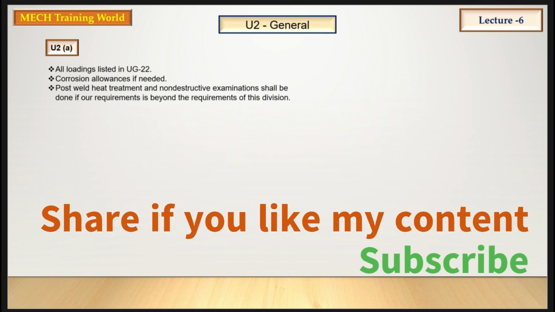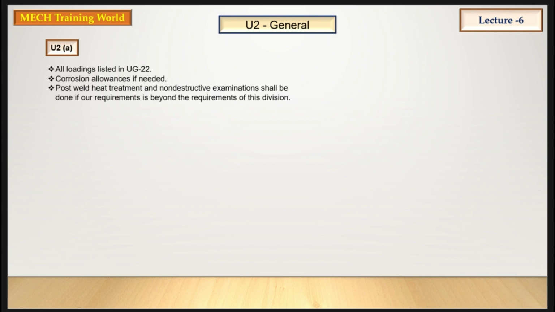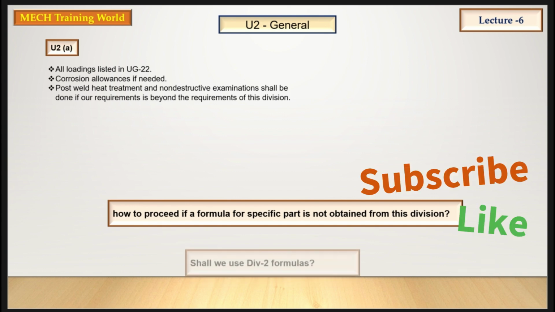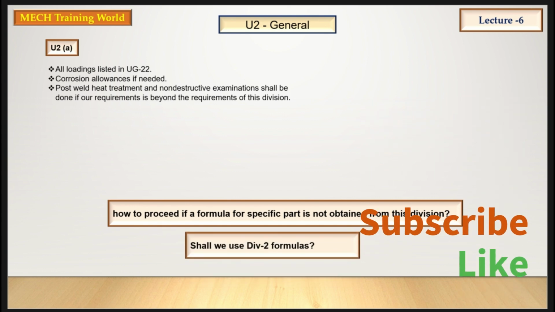And Section 8 Division 1 does not provide rules for designing every individual part. Then my question is, how to proceed if a formula for a specific part is not available in this division? Is there any guidance that we need to follow? Can we use Division 2 formulas? If you know, please answer in the comment box.